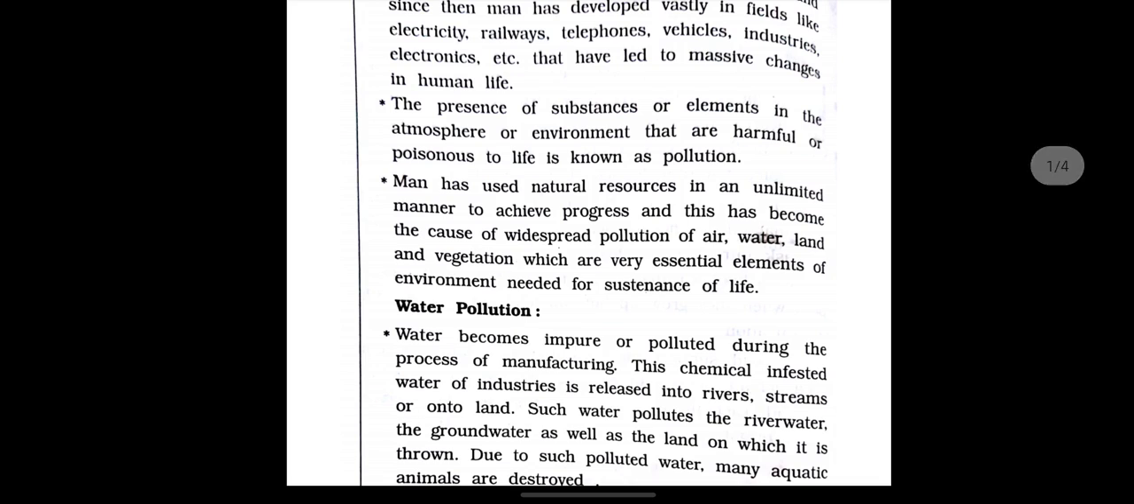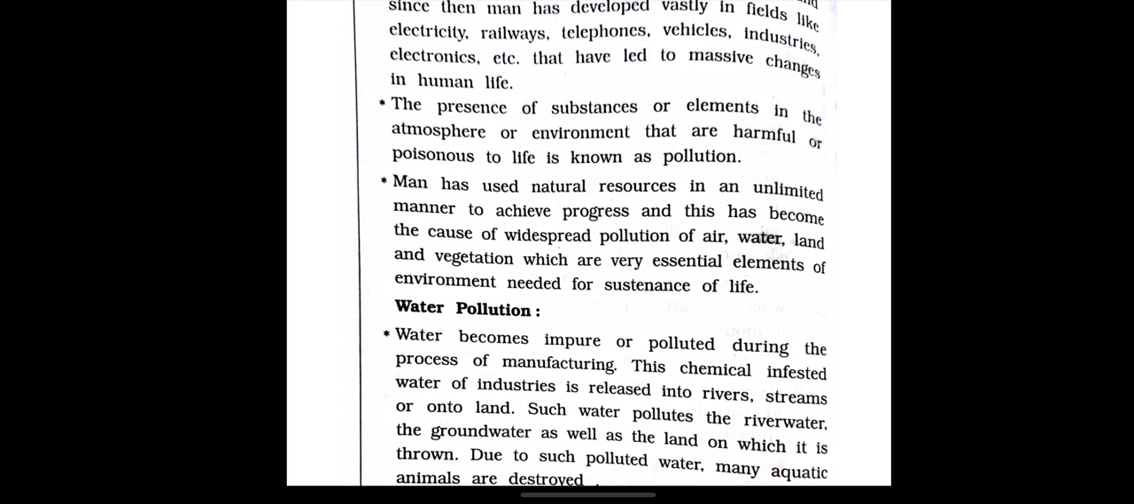Look at the second point. The presence of substances or elements in the atmosphere or environment that are harmful or poisonous to life is known as pollution. Now, first of all, after learning the environment, what is pollution? Here, the presence of elements or substances in the environment which are very harmful for life, not only the life of humans but the life of all creatures that live on the surface of the earth and beneath the water in the water bodies. If the elements are harmful for all of these lives, then that is called pollution.